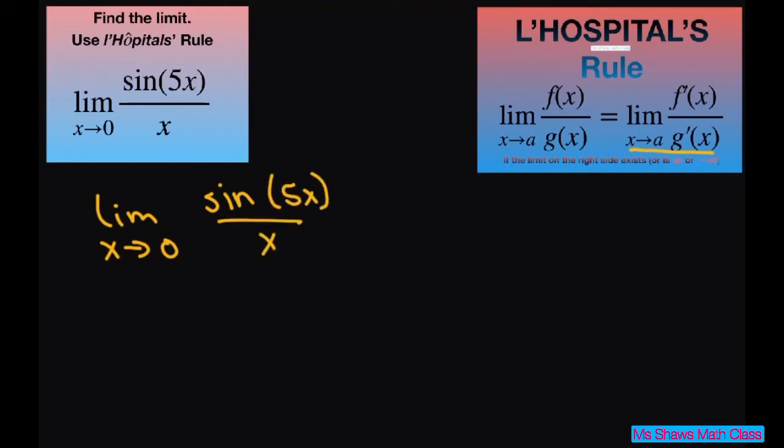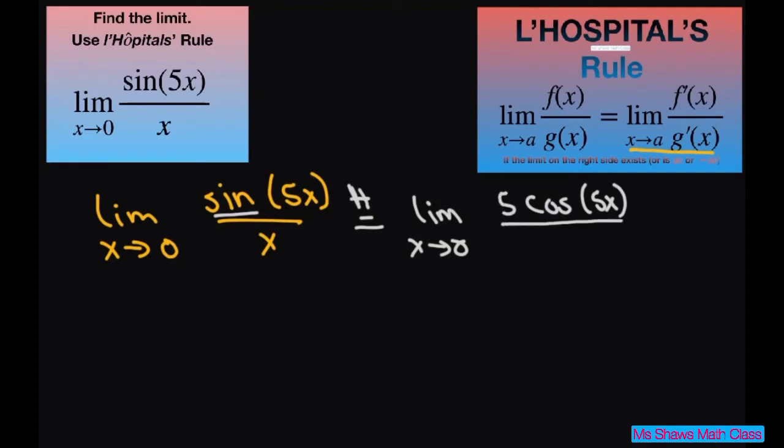Now, using L'Hopital's rule, we can write this as, and I always put the H there so you know that we're differentiating. So you differentiate your numerator: the limit as x approaches 0, and the derivative of sine is cosine of 5x times the derivative of 5x, which is just 5, and the derivative of x is 1.